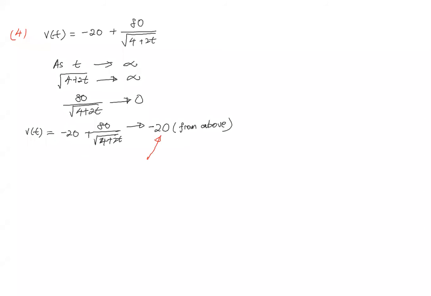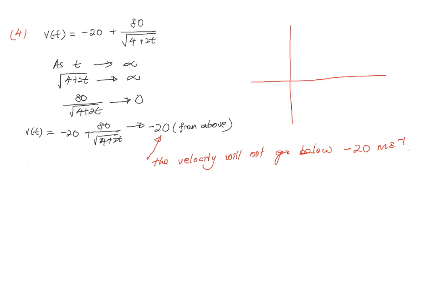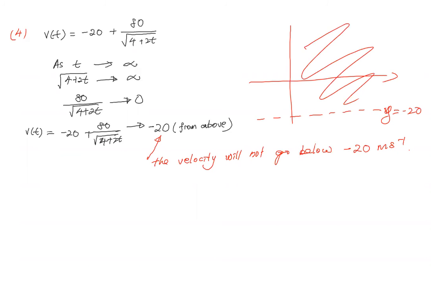I will say that the velocity will not go below negative 20 meter per second. That is the lowest velocity it can go. So when I get the velocity graph, this is the horizontal asymptote. It will not go below this. The velocity is always up here on the graph. Are you clear?